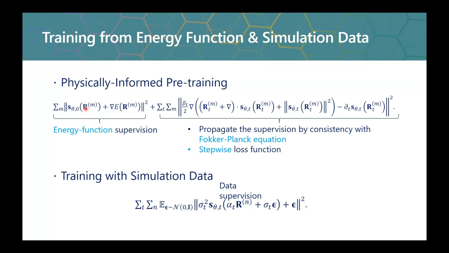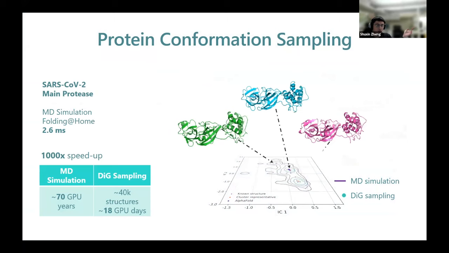Okay, so let me show you what I personally think is a very interesting result for this paper. The first one is conformational sampling, protein conformation sampling. This protein is called the main protease of SARS-CoV-2. It's a very important target protein to treat SARS-CoV-2. If you know Paxlovid, the main protease is the target protein of Paxlovid.